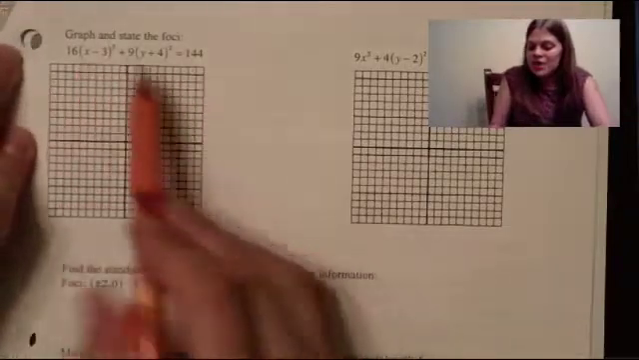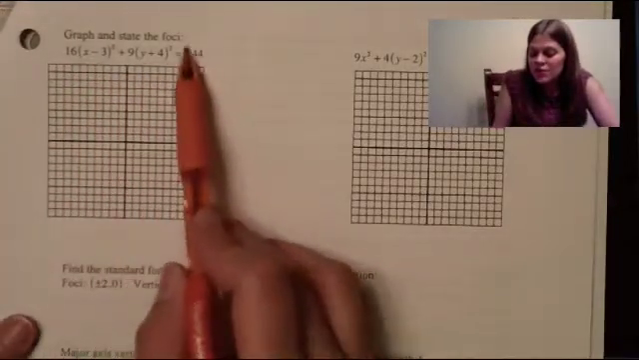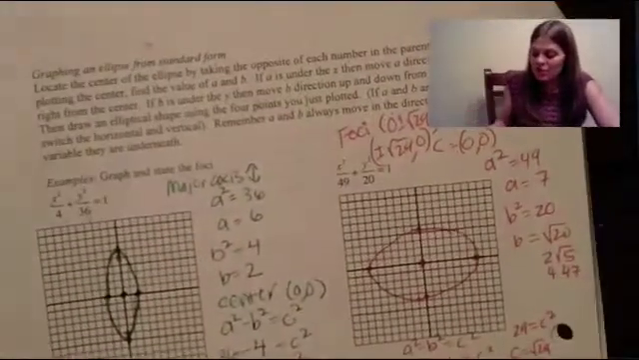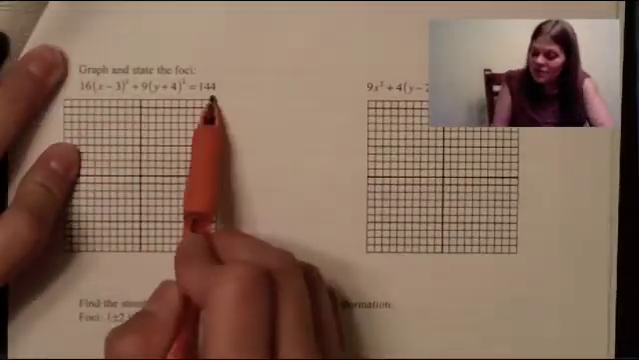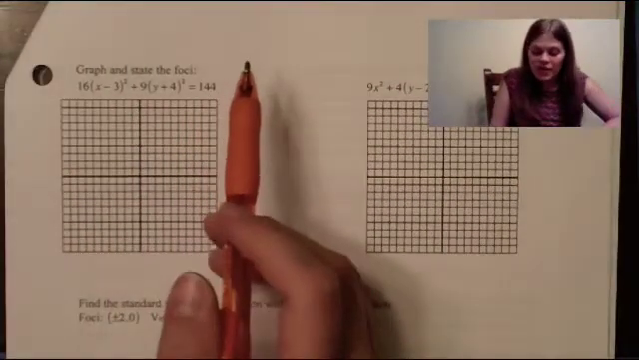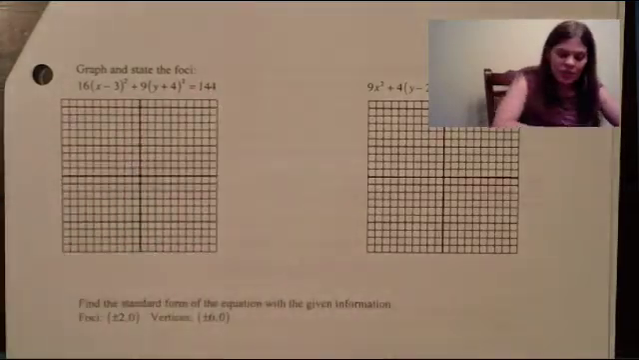When your equation looks like this, it's not in standard form. Notice it's not equal to 1. Notice that all of our previous ones have been equal to 1, and that on your standard form it's equal to 1. So in order to get this graphed, I have to get this to equal 1. Well, the way that I get this to equal 1 is to divide by 144.